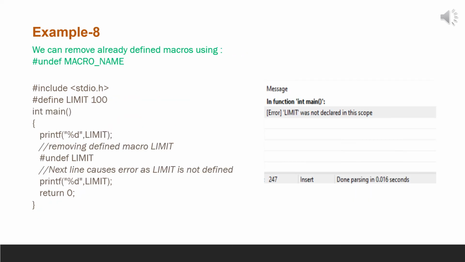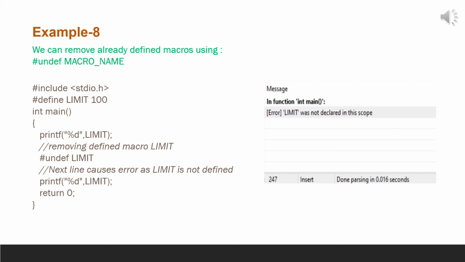Now in the next example we can see that we can remove already defined macros using hash undef macro name. Let us see this example. Here we defined limit as 100 using hash define. Now we can print the limit, then we undefine, that is hash undef limit, and then we print it again. Now because we have undefined the limit, there is a compiler error which says that limit was not declared in the scope.